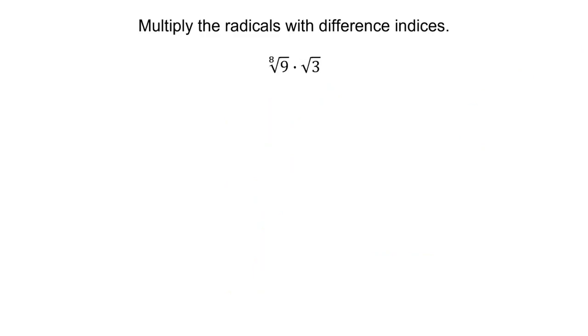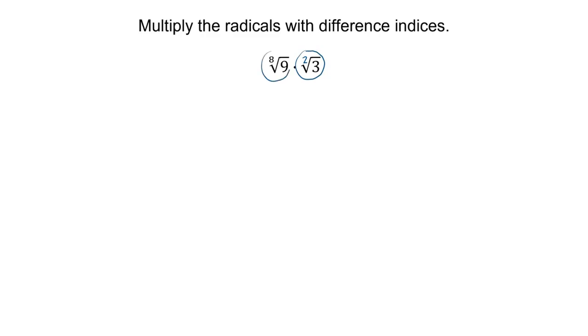Let's look at this example. Here we need to multiply the 8th root of 9 by the square root of 3. Again, I notice that my indexes do not match. I have an index of 8 multiplied by an index of 2. Well, if I want to be able to multiply these two expressions together, they have to have the same index. What's the common denominator between 8 and 2? Yeah, it's 8. So let's rewrite the square root of 3 as an 8th root of something.